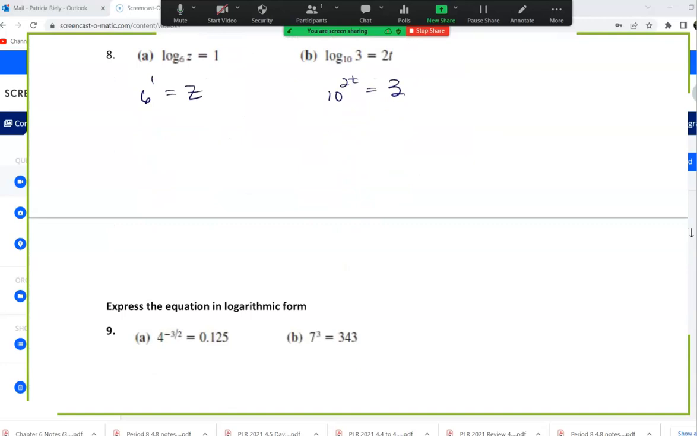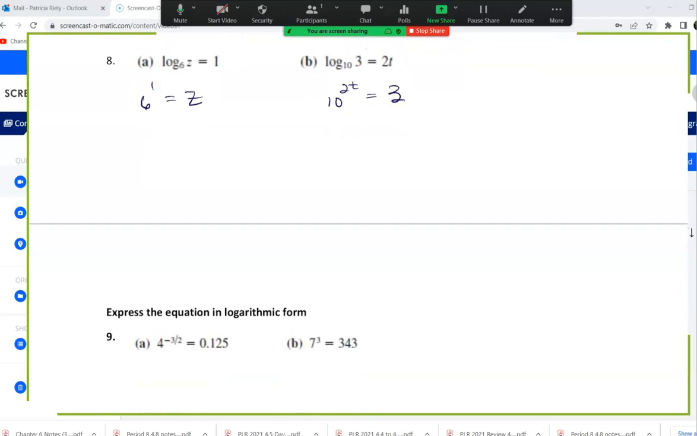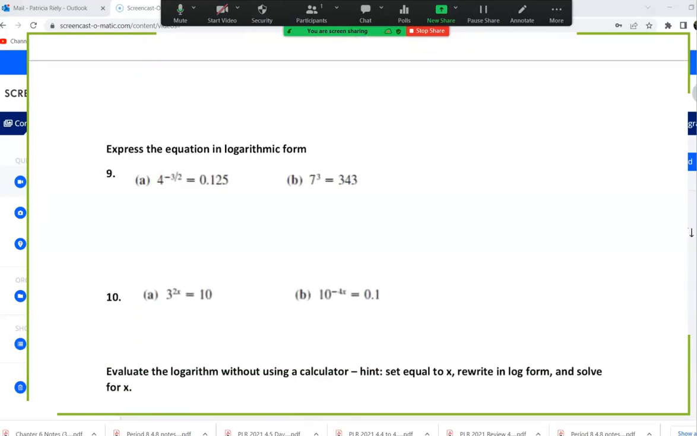Okay, I'm going to have you continue doing that. But now we're going to do the reverse. So we're not solving for anything. We're just expressing equations in opposite forms. Okay, 9 and 10 are expressed in exponential form. You're going to write it in log form. Okay, so let's start doing some of those.